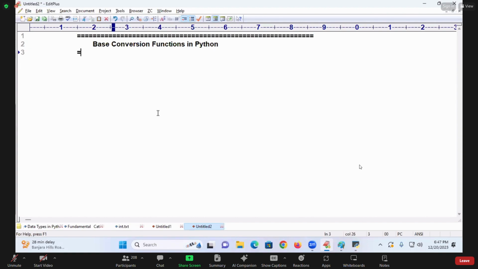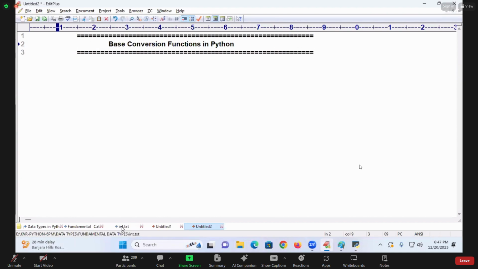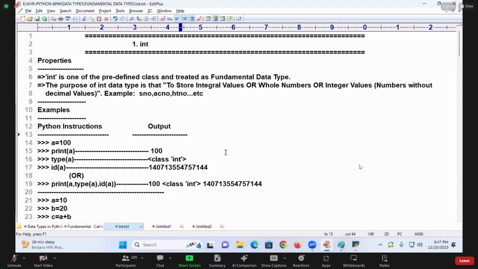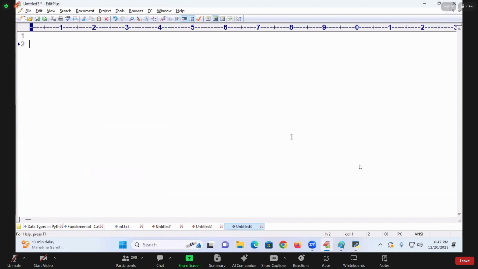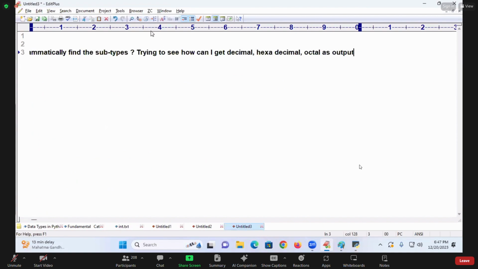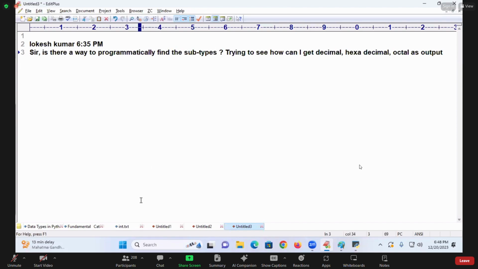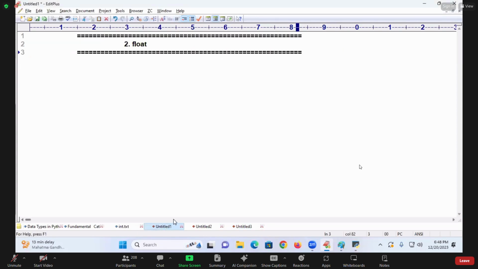Online students, are you able to follow me? Did you understand this integer data type? Please respond. Lokesh Kumar, you asked some doubt, my dear student. I will answer it during the doubts session. I will keep the doubt and read it out at the end, because if I take it in the middle, it will become a part of our class. I'll read it out after some time.